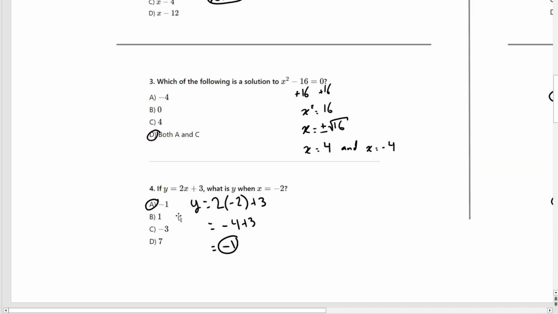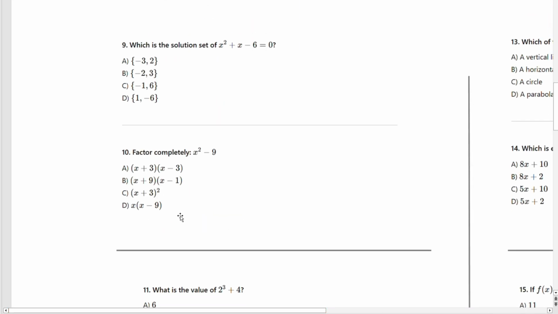Alright, so now we have 4 questions left. Number 9 says, which is the solution set of x squared plus x minus 6 equals 0? In this case, there are 2 ways to do it. I'm going to show you only one of those ways. Obviously, the first one that comes to mind is this way, which is a times b and a plus b.